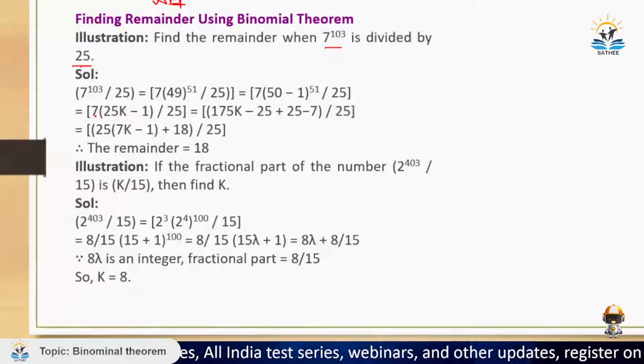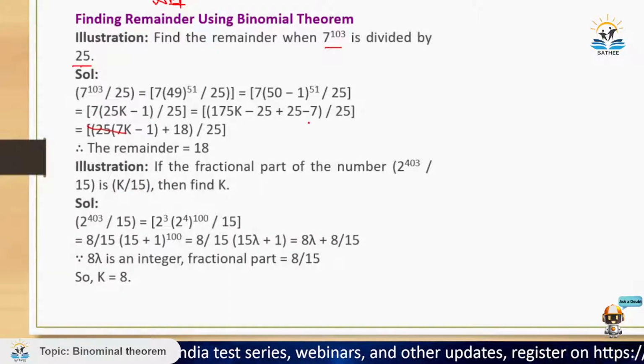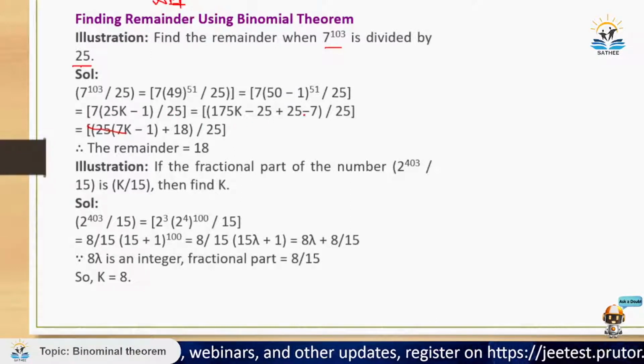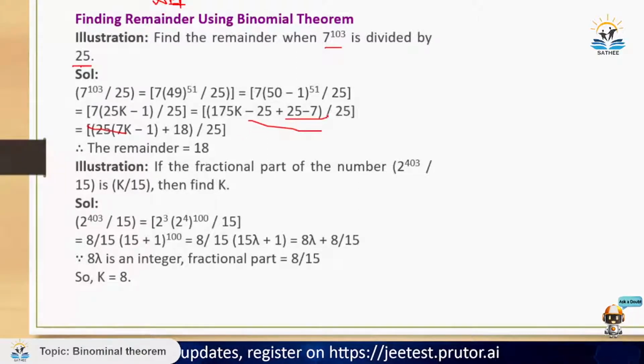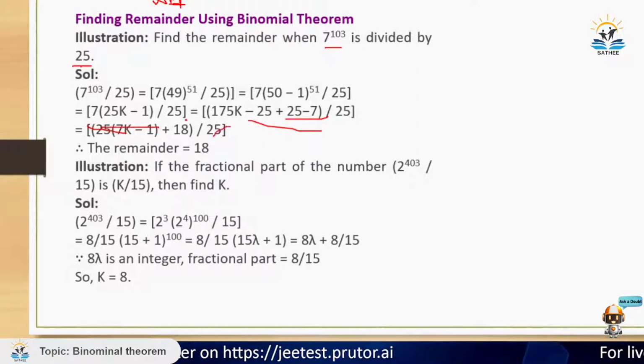How do I write this? I will open it first, so 7 to the power 25 would be 175k minus 25 minus 7. So minus 7, and I'm subtracting and adding 25. From there, I'm getting 25 minus 7 equal to 18. So this 25 gets cancelled, and what is left is 18. So 18 is my remainder for this question.